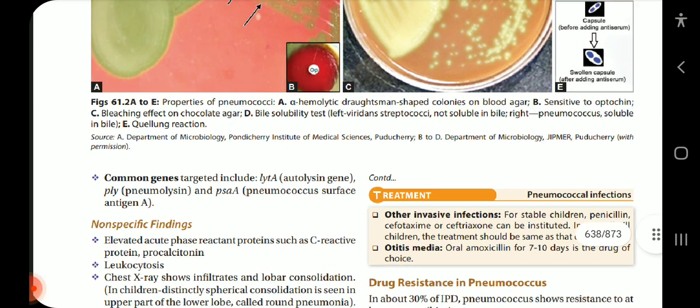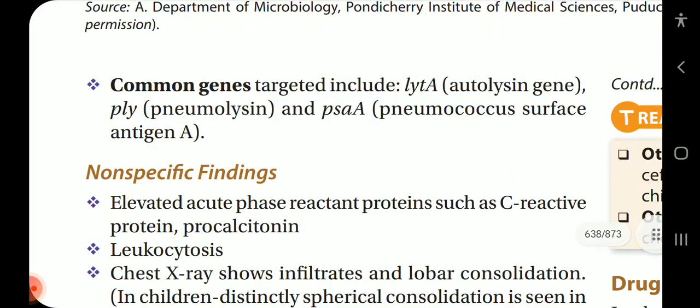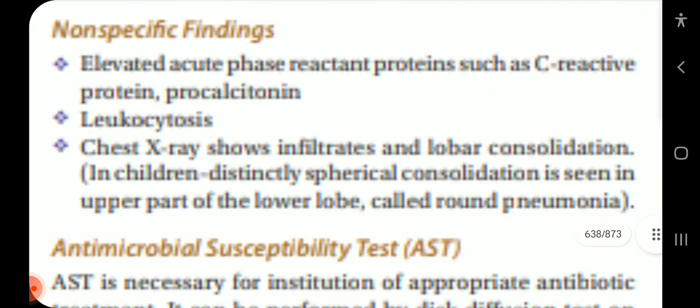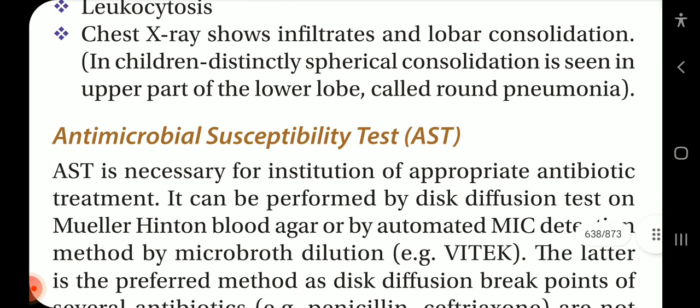Common genes included in these are lytA, autolysin gene, ply, pneumolysin, and psaA, pneumococcal surface antigen A. Non-specific findings: elevated acute phase reactant proteins such as C-reactive protein, procalcitonin, leukocytosis; chest X-ray shows infiltrates and lobar consolidation. In children, distinguished spherical consolidation is seen in upper part of the lower lobe. It's also called as round pneumonia.